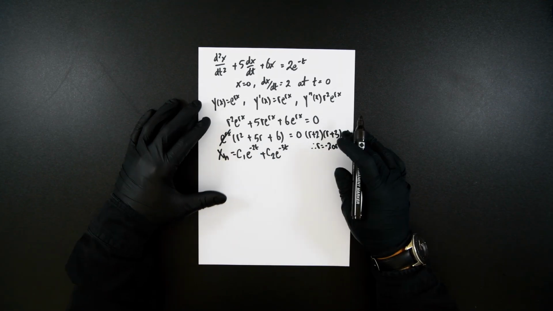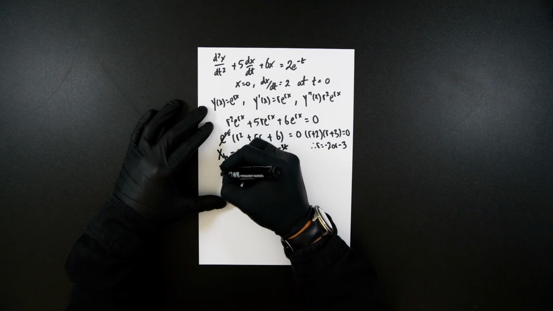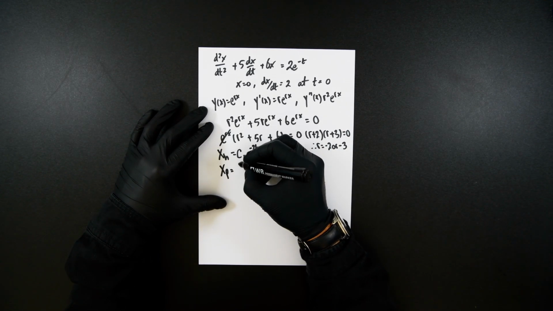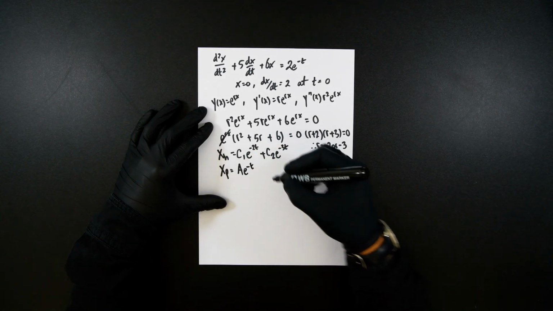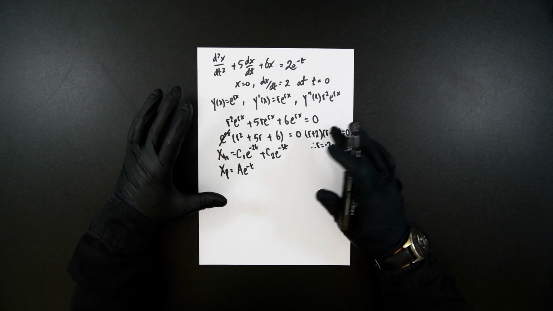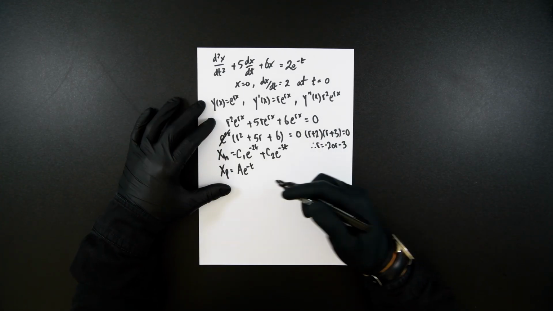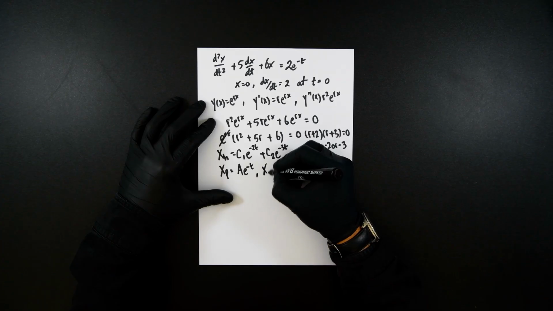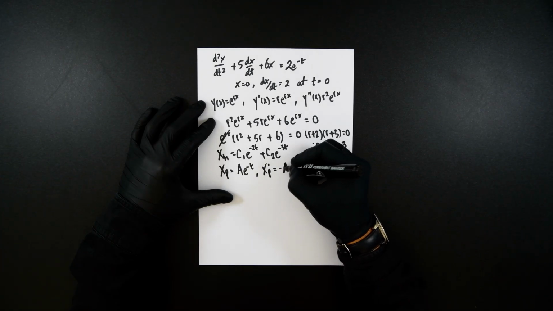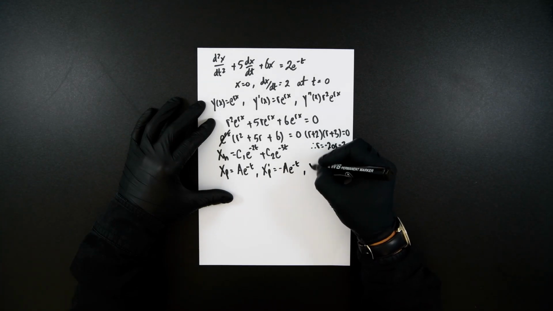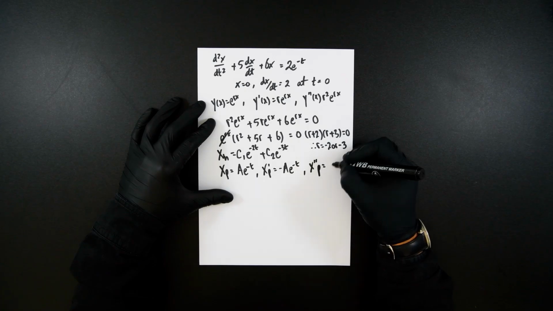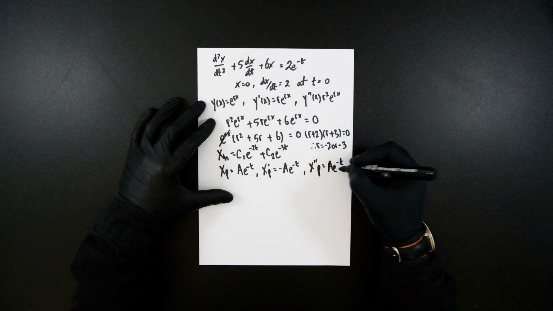Let's now do the particular part. Again, this is something that you need to just remember: xp equals a e to the minus t. This is the general solution, the particular solution, sorry, of this form. So let's now differentiate this once. You're going to get minus a e to the minus t, and let's differentiate it again. It's going to go back to the original.